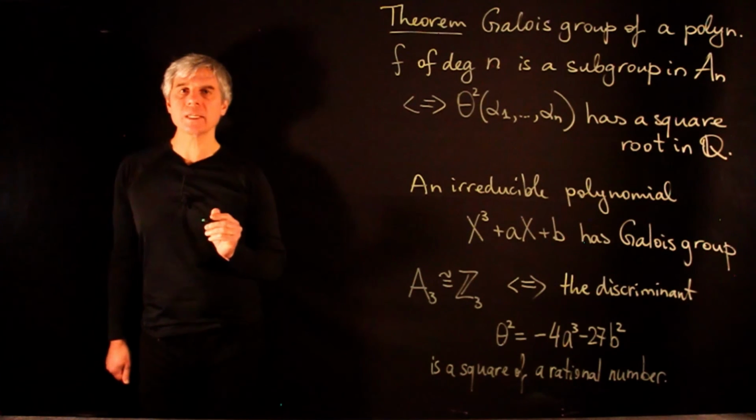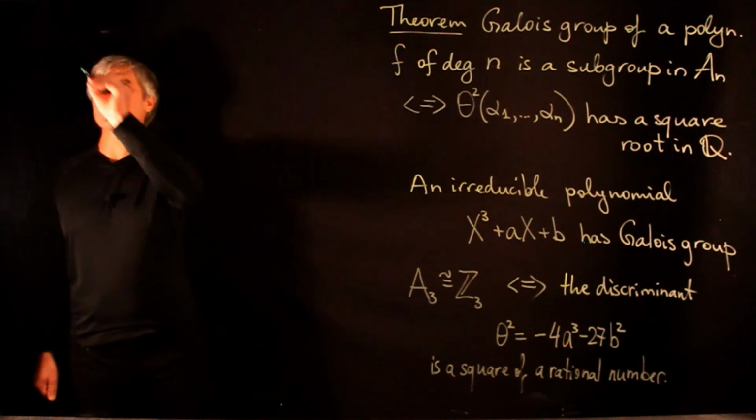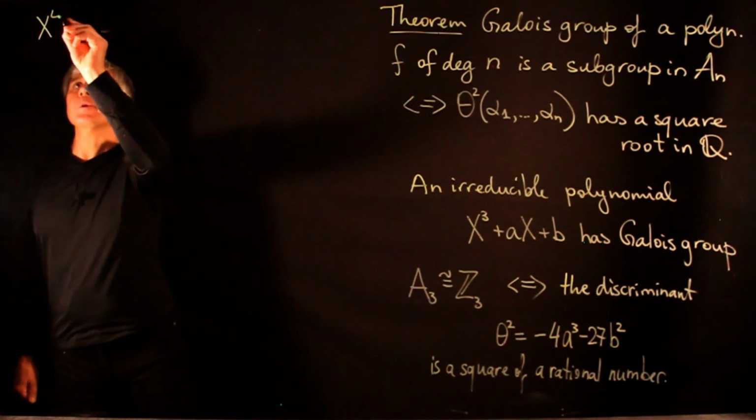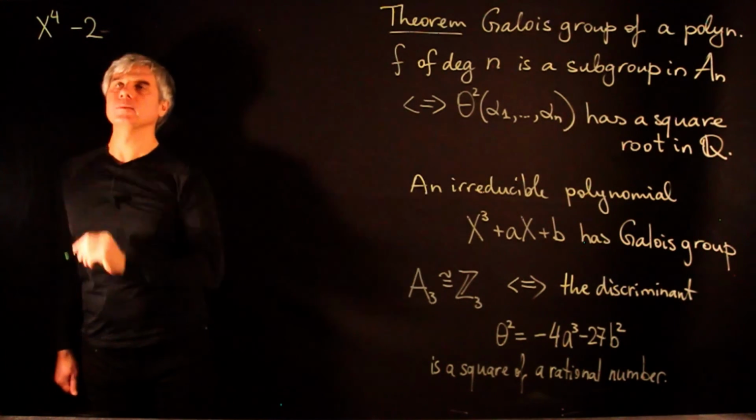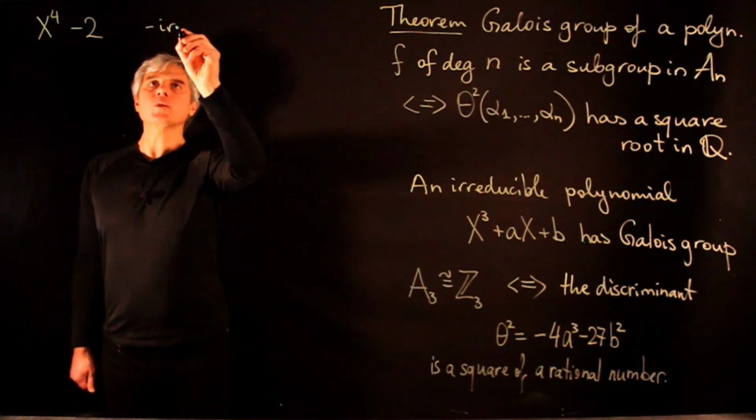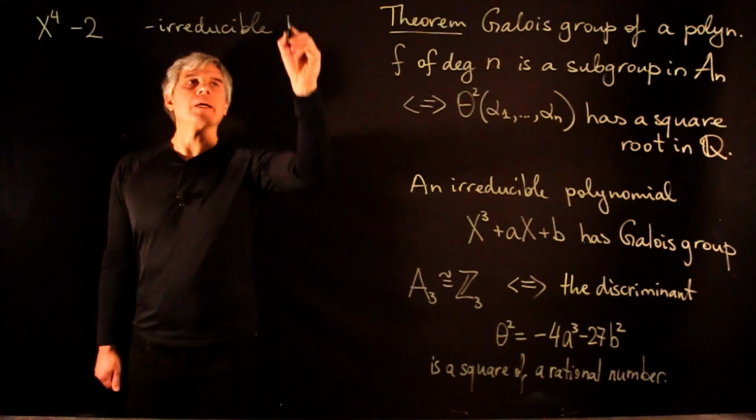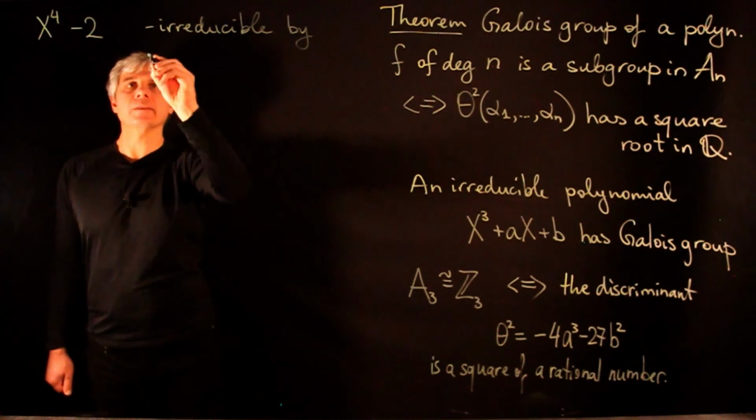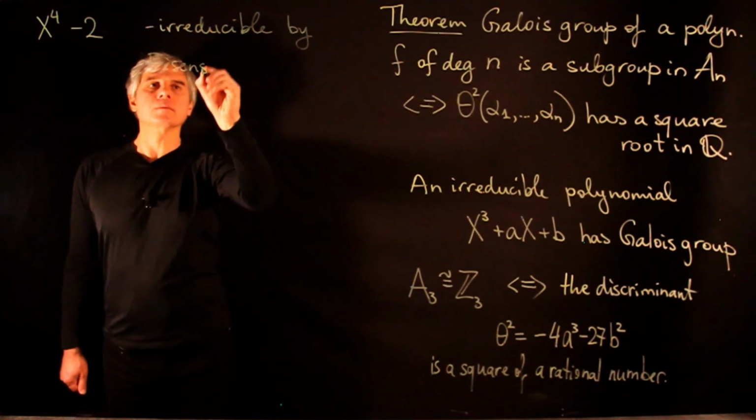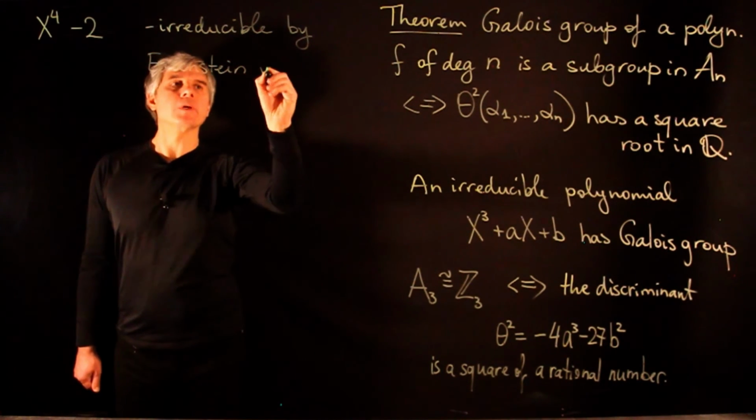Let us now look at an example with a polynomial of degree 4. So let's consider x to the power of 4 minus 2. This polynomial is irreducible by Eisenstein criterion with p equals 2.